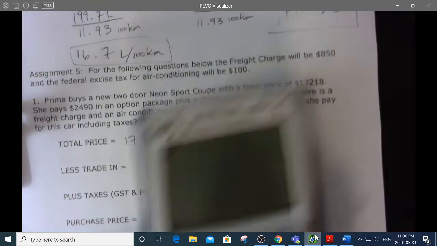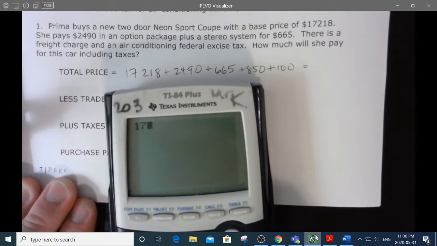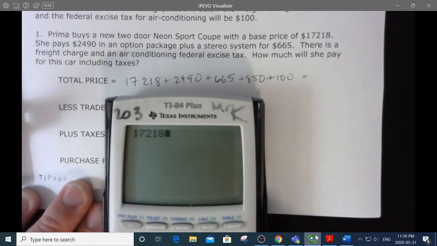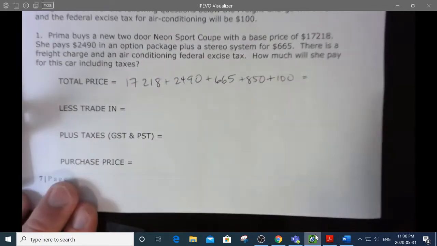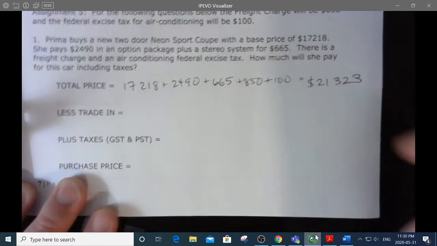So let's add all that up, shall we? That's going to be 17,218 plus 24.90 plus 665 plus 850 plus 100, oops, 100, not 10, equals 21,323. $21,323.